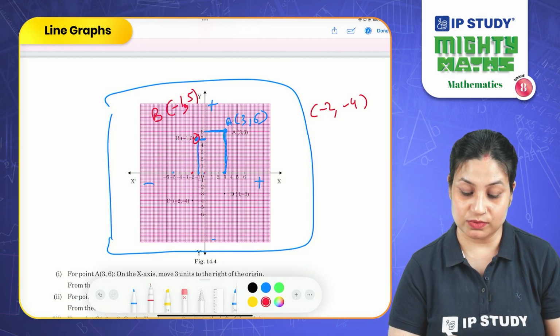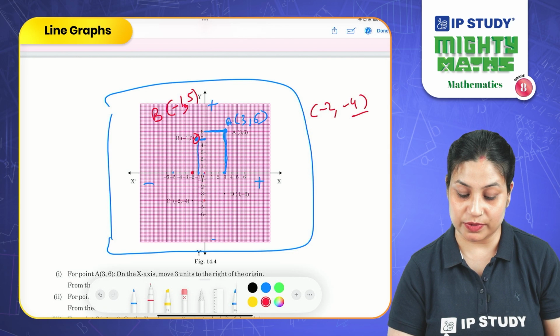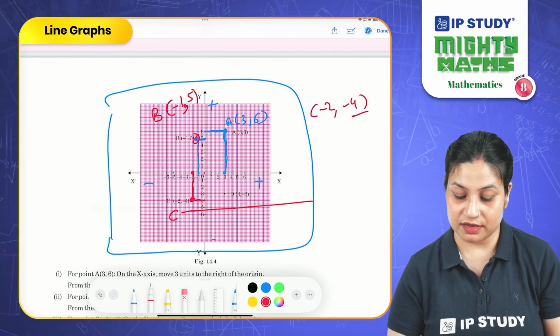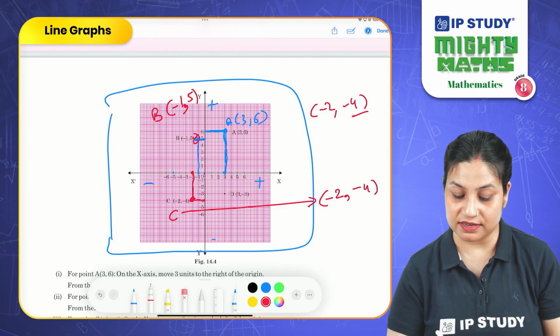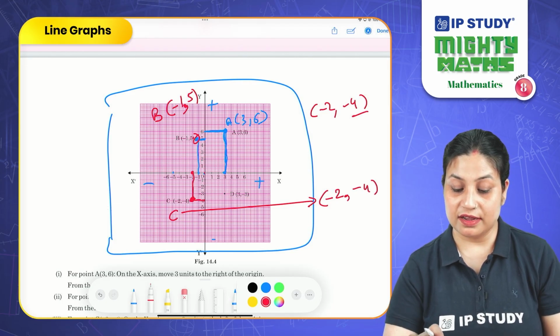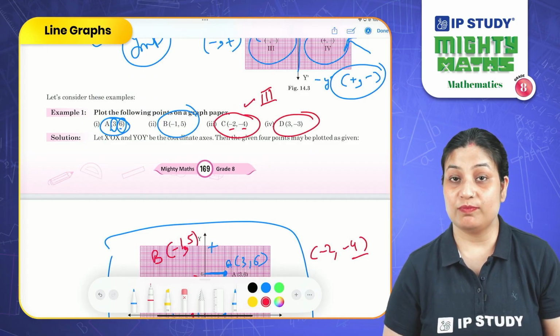So where is -2? -2 is over here. And where is -4? -4 is over here. So if you plot this point, this point C represents the x-axis and the y-axis values like this here, right? Now let's take the last one. Here what we have to plot? We have to plot (3, -1).